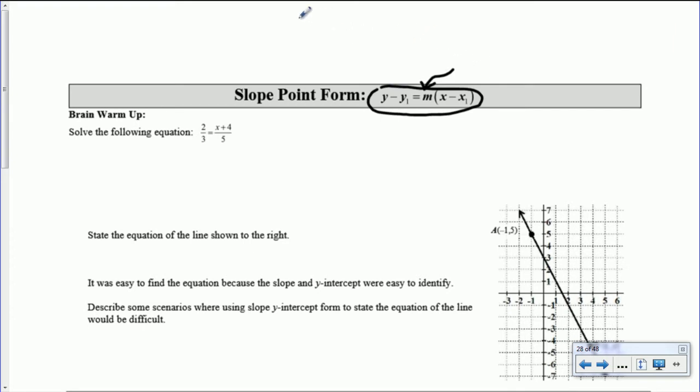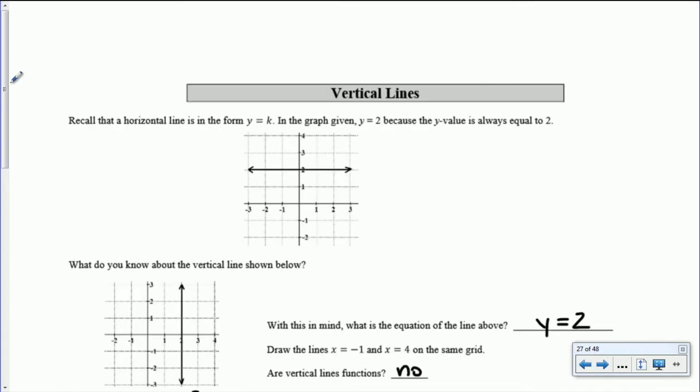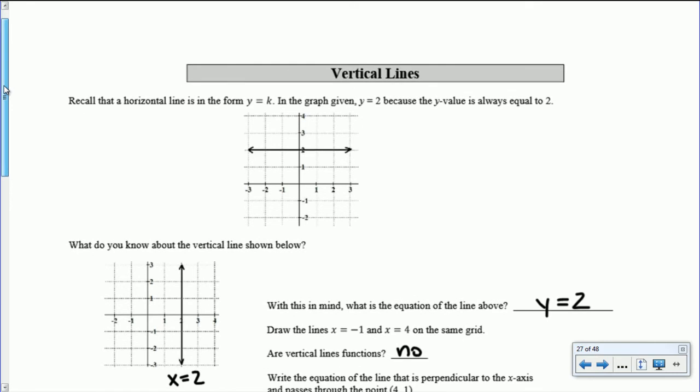The other equation that we have so far is the slope-intercept form. So we have y equals mx plus b. So that's slope-intercept, and this is slope point form. This is on your formula sheet, and so is this. This is on your formula sheet on the back, at the bottom, in the middle. Okay. Before we go through that, I just wanted to show you this for completeness.